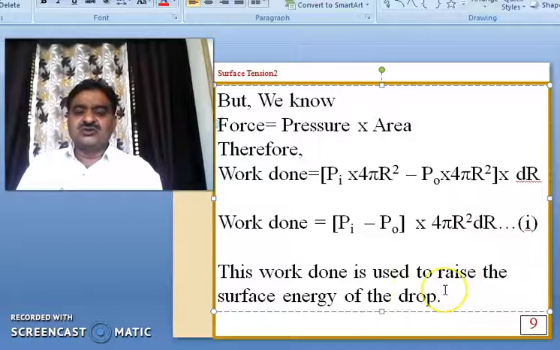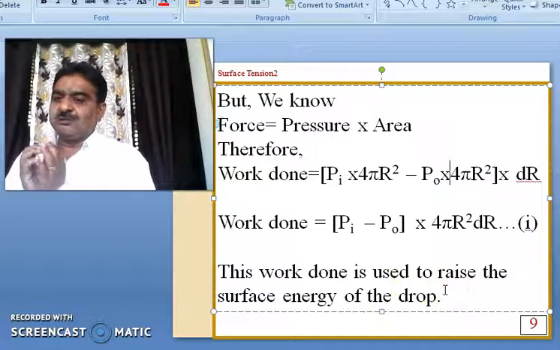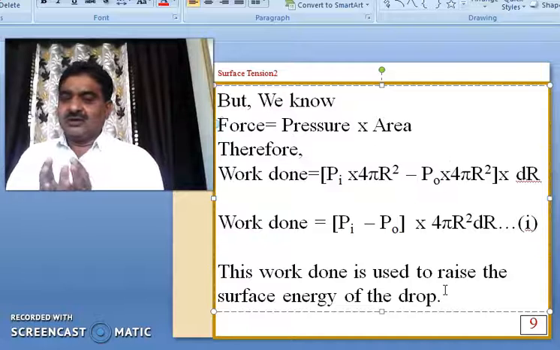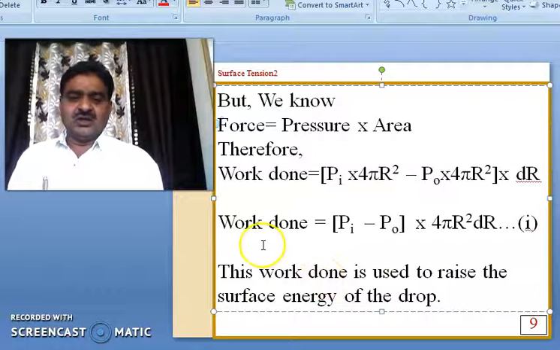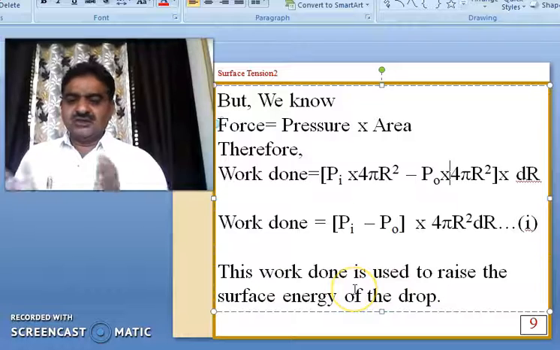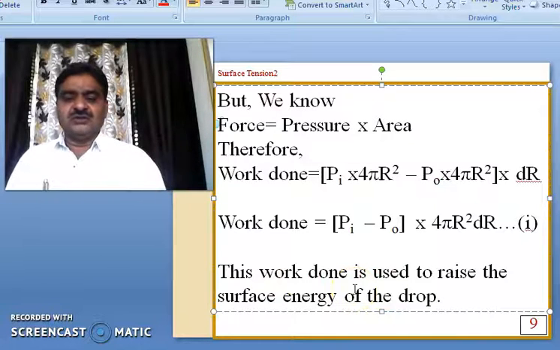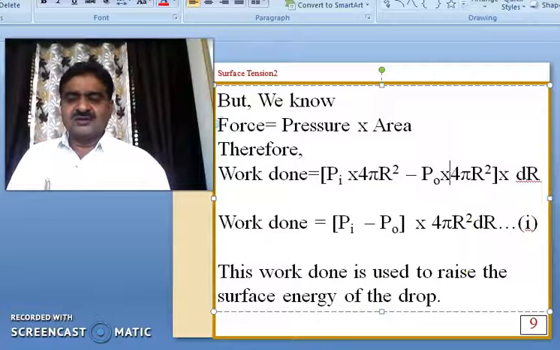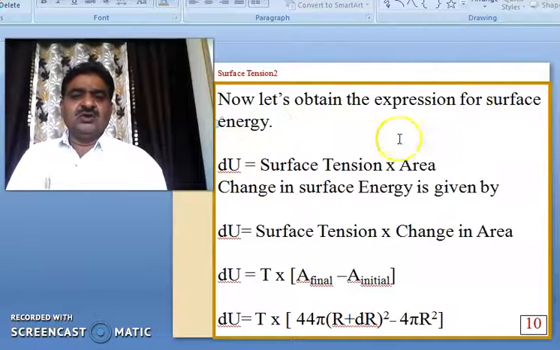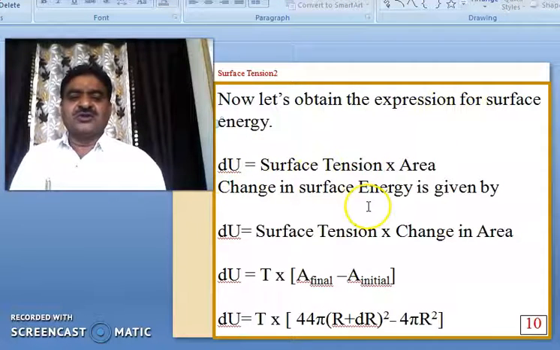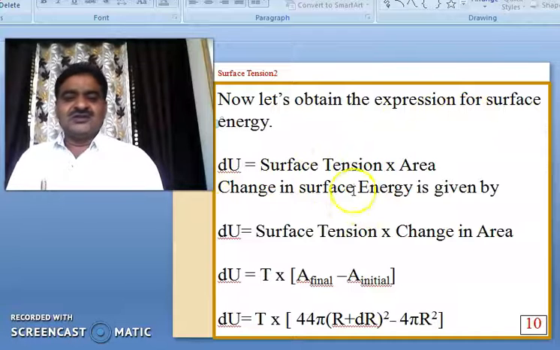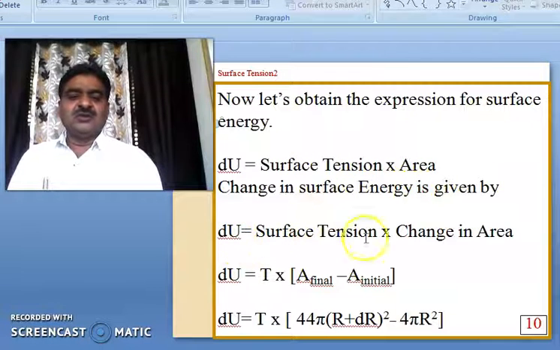This work done is used to raise the surface energy of the drop. Now let us obtain the surface energy. Surface energy is nothing but surface tension into area. Change in surface energy is given by surface tension into change in area, that is, T into A final minus A initial, final area minus initial area.